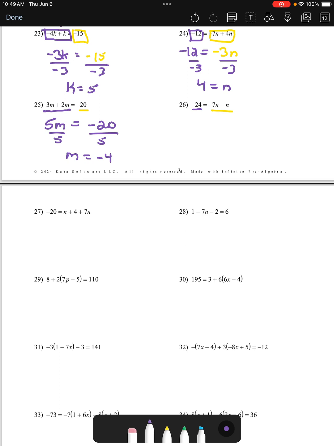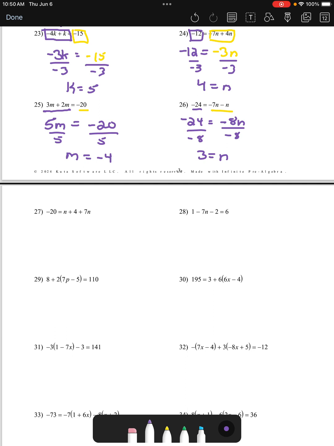For number 26, the left-hand side is the side that is boring. We have negative 24. The right-hand side, negative 7n minus another 1n is negative 8n. We'll then divide both sides by negative 8 to find out that n is positive 3.